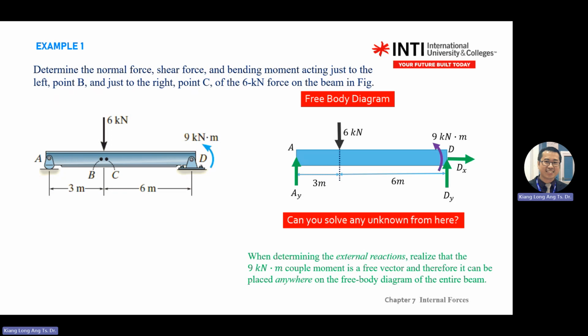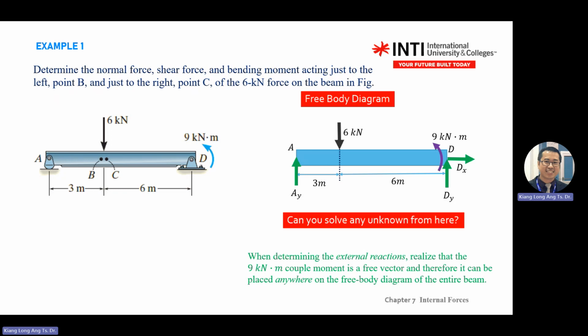That's right. So this one is 9 meter. So your AY is in kilonewton, equals 0. So you should be able to see your AY already. AY is 1 kilonewton.